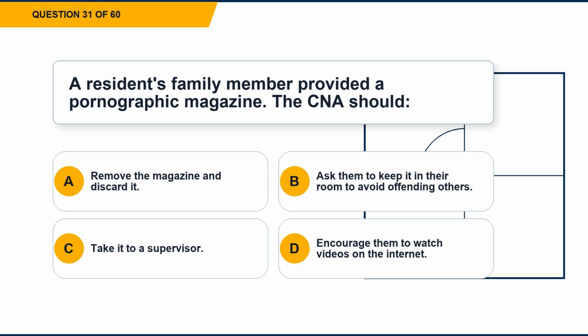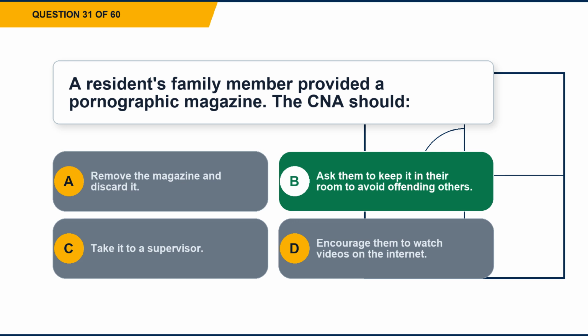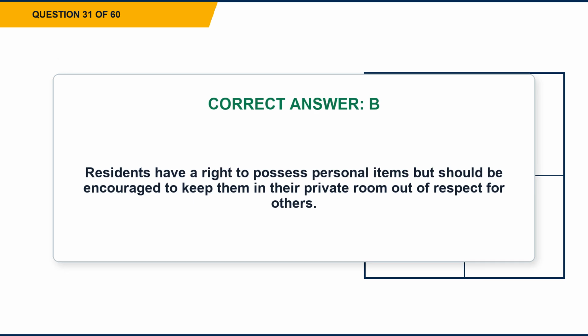Question 31. A resident's family member provided a pornographic magazine. The CNA should: Option A, remove the magazine and discard it. Option B, ask them to keep it in their room to avoid offending others. Option C, take it to a supervisor. Option D, encourage them to watch videos on the internet. The correct answer is option B, ask them to keep it in their room to avoid offending others. Explanation: residents have a right to possess personal items but should be encouraged to keep them in their private room out of respect for others.